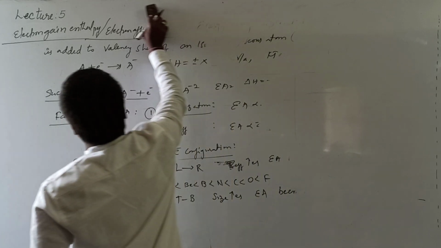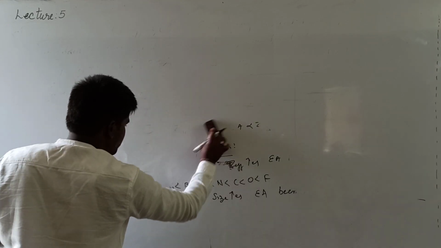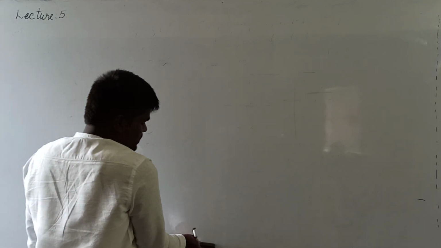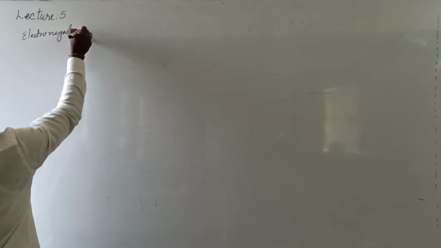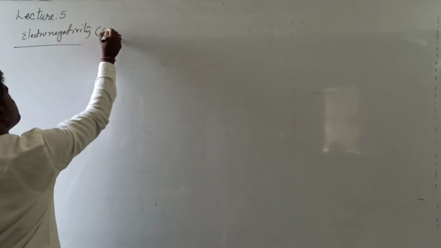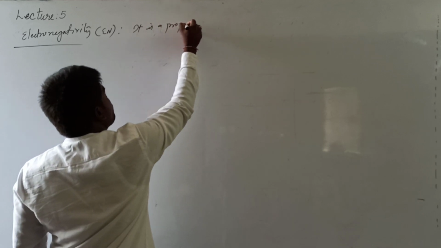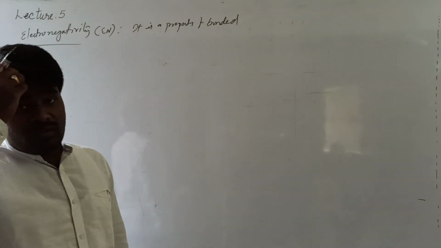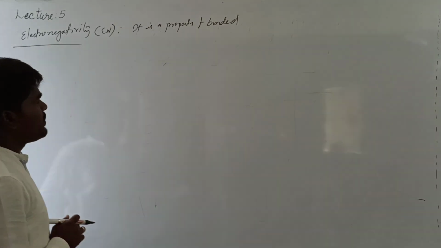And we will start another important periodic property, which is electronegativity. We are very familiar with electronegativity because we frequently use the electronegativity concept in every topic. What is electronegativity? It is denoted with EN. First of all, it is a property of a bonded atom. For a single atom, electronegativity cannot be defined. It will always be defined in the bonded state. This is the first thing you need to understand.